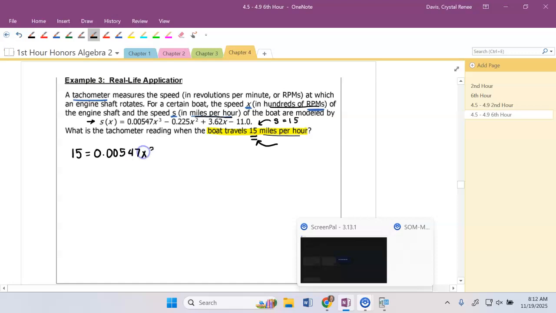0.00547x cubed minus 0.225x squared plus 3.62x minus 11. Now, guys, we are not even going to try to factor when these are decimals, unless they're really, really nice decimals and we can manipulate it a little bit. We're not even going to do that. So we're just going to go straight to our graphing calculator.